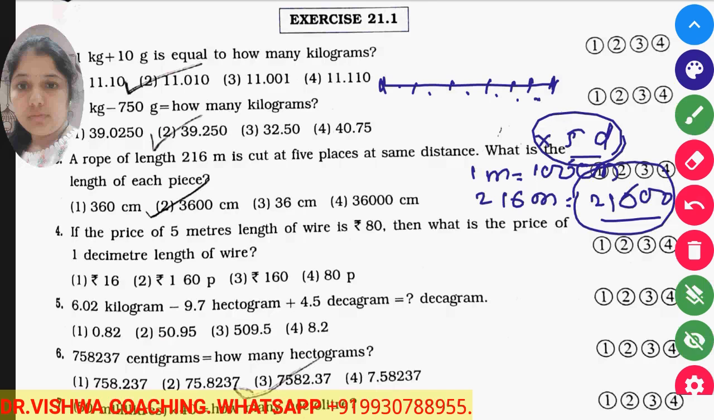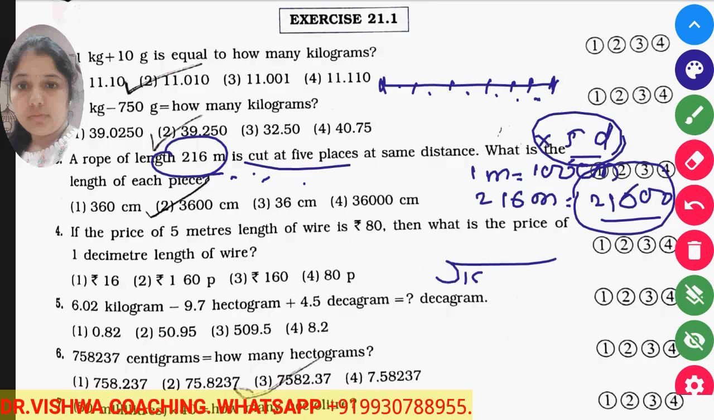And this is the mistake made by the average student, because what is given is cut into 5 places, so we just divide it by 5, but you will get the wrong answer, because when we cut anything into 5 places we get 6 pieces of it. So we have to divide it by 6, not by 5.